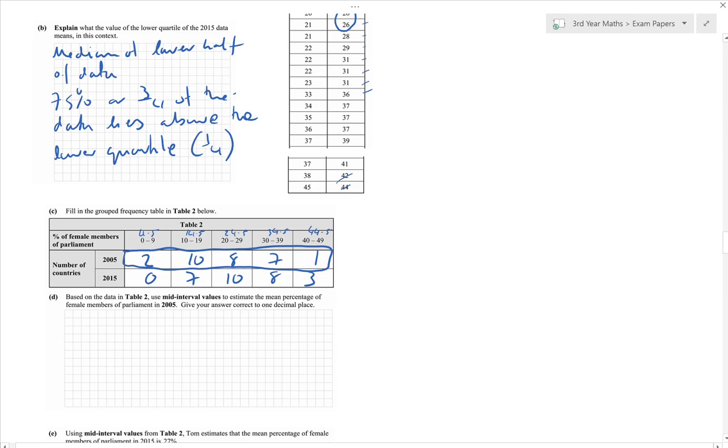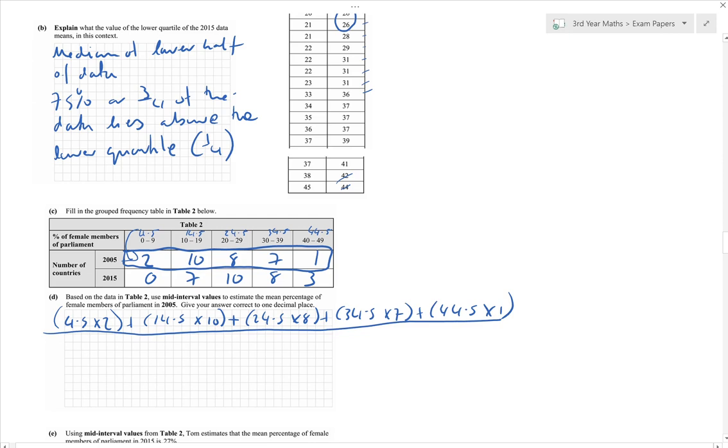Now, we're going to multiply these values by how often they occurred. So 4.5 occurred 2 times. 14.5 occurred 10 times. 24.5 occurred 8 times. 34.5 occurred 7 times. And 44.5 occurred once. That's all over your total number of values, which is 2 and 10 and 8 and 7 and 1.